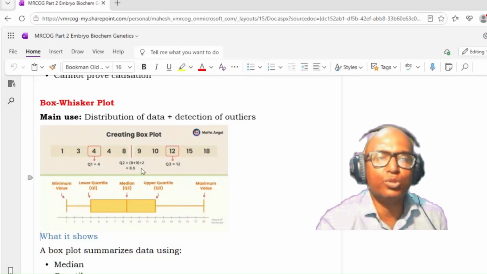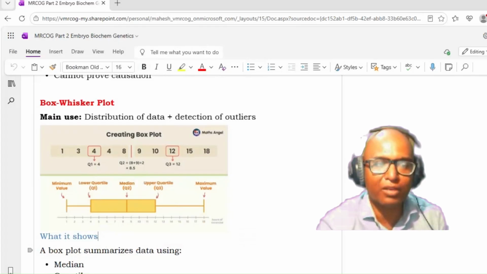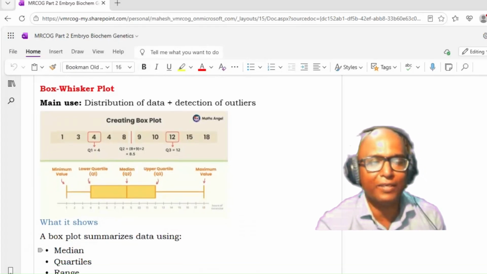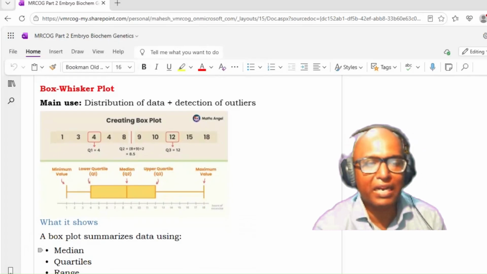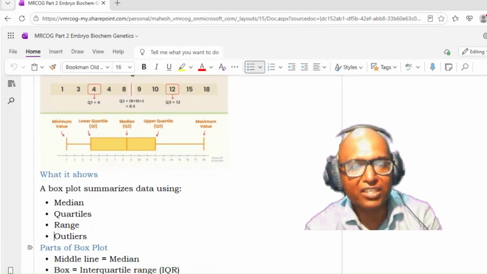So 8 plus 9 divided by 2, so 8.5 is the median. That is the median, or the 50th percentile. Okay, so the Box-Whisker plot summarizes the data using median, quartile, range, and the outliers.